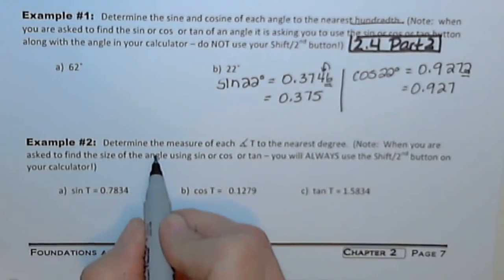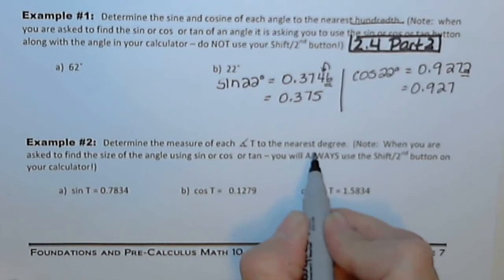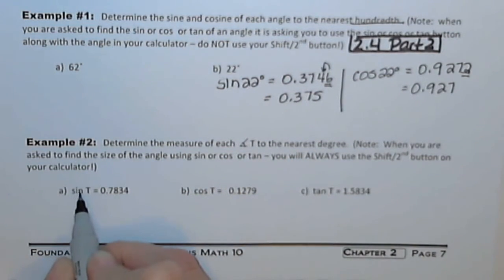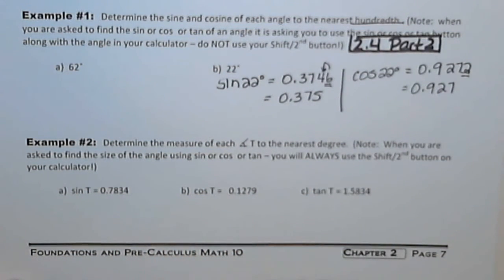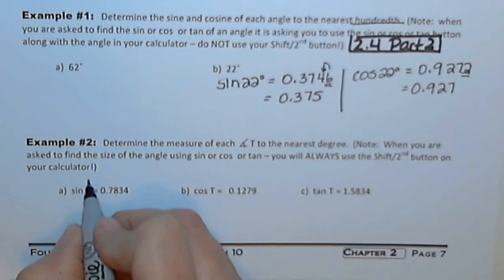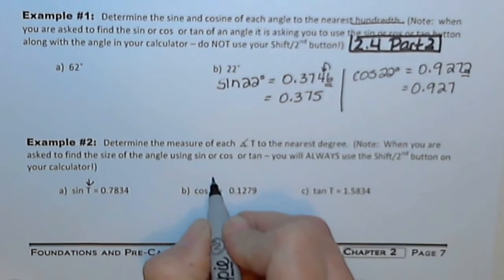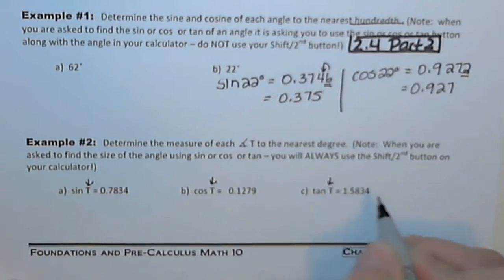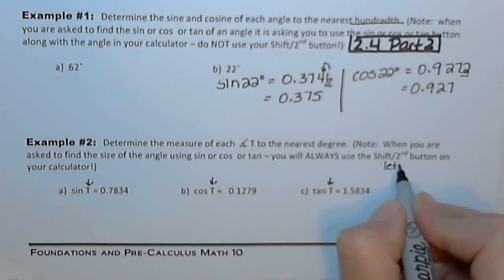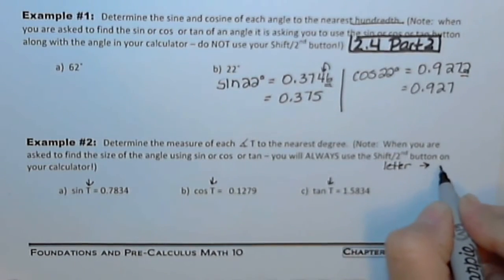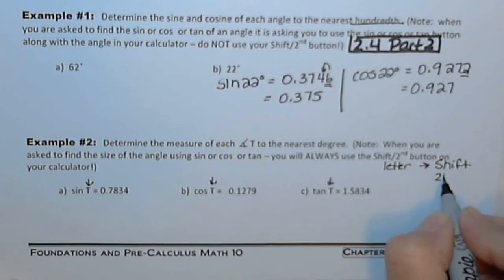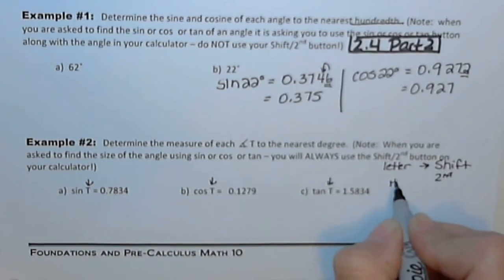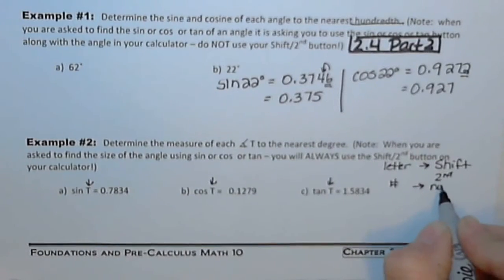Example number 2, determine the measure of each angle t to the nearest degree. Note, when you are asked to find the size of an angle using sine or cos or tan, you will always use the shift or the second button in your calculator. So the general rule is, if beside the word sine or cos or tan you have a letter, you are going to use your shift button or second. If you actually had a number in that spot, you would not use the shift button.